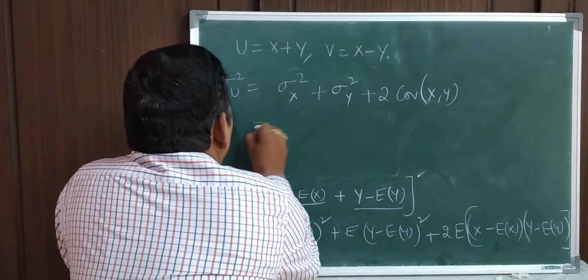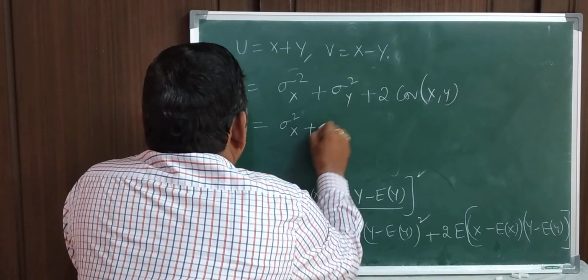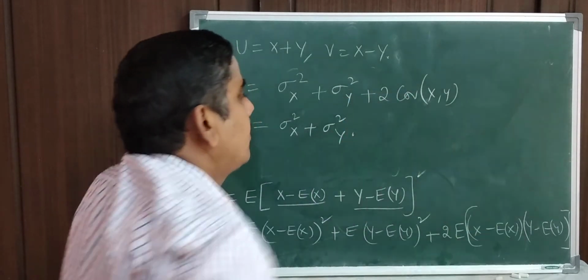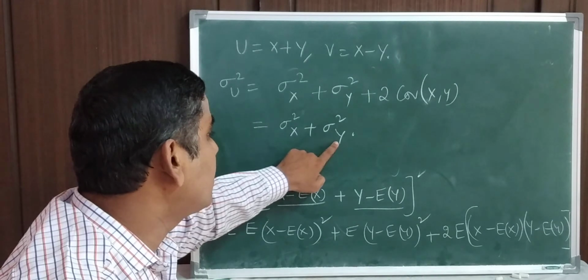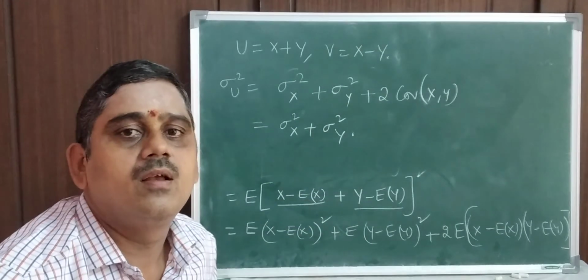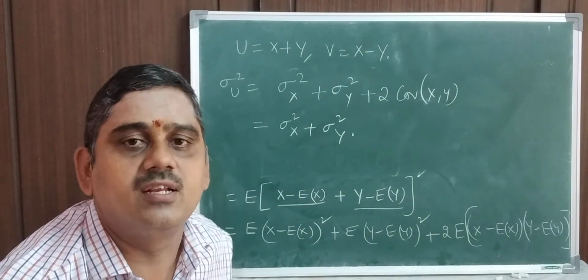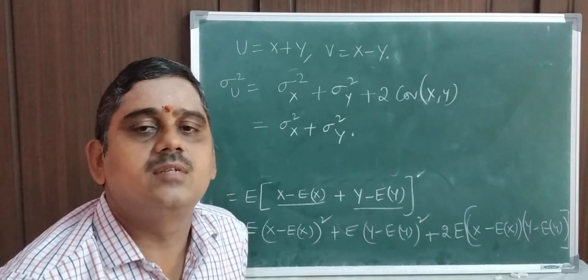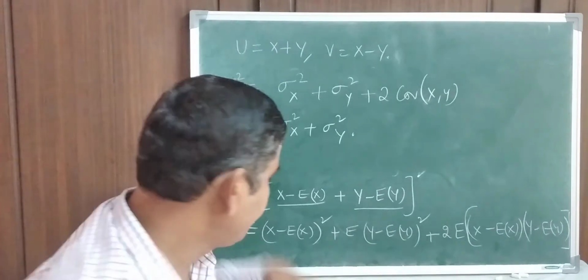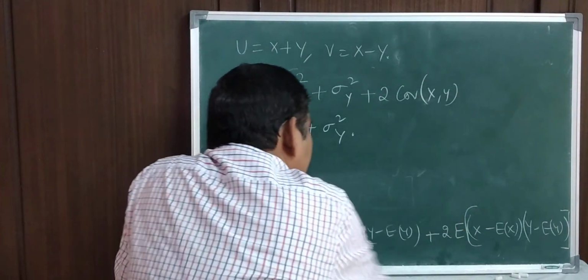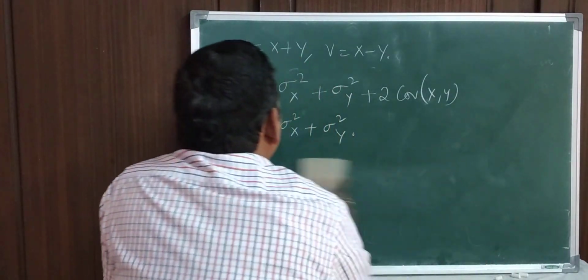So this value is sigma square x plus sigma square y. Right? So what is sigma square u? Sigma square u is sigma square x plus sigma square y. So one variance we have calculated. Now we calculate sigma square v, the variance of v. We start the calculation of variance of v.